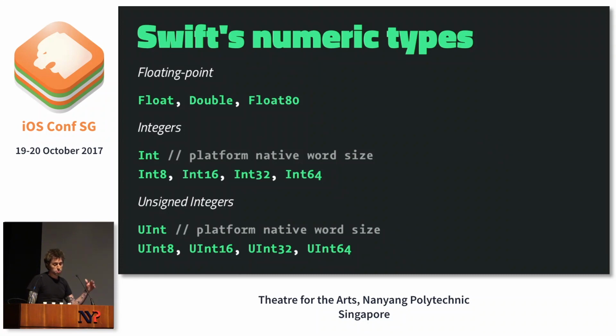So this is a breakdown of Swift's numeric types. We have three basic categories. We have our floating point types, our integers and unsigned integers. Int and UInt are special. They default to the platform native word size. So if you use an Int and you're on a 32-bit device, it'll be an Int32. If you're on a 64-bit device, it'll be an Int64.